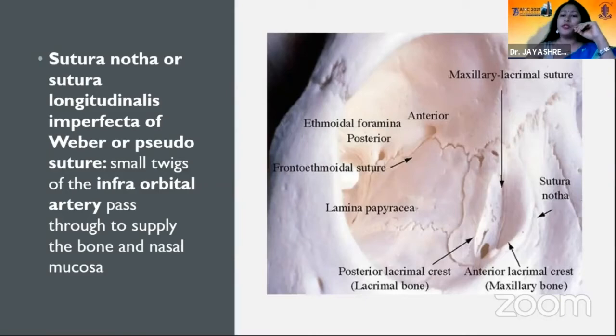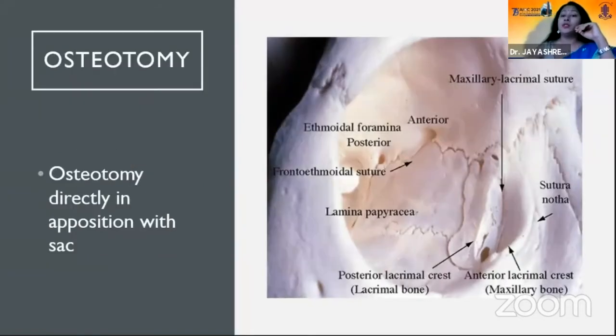Now, there is another faint groove just anterior to the fossa, the sutura notha, that lodges the small twigs of the infraorbital artery. So we have to be careful as it may also lead to bleeding. Now, the osteotomy is created in this part, where the lacrimal fossa lies. Anteriorly, you can extend your osteotomy up to the anterior lacrimal crest, including it. Posteriorly, it's up to the posterior lacrimal crest, but excluding it. Superiorly, it is just above the MPL, and inferiorly where the sac meets the NLD.